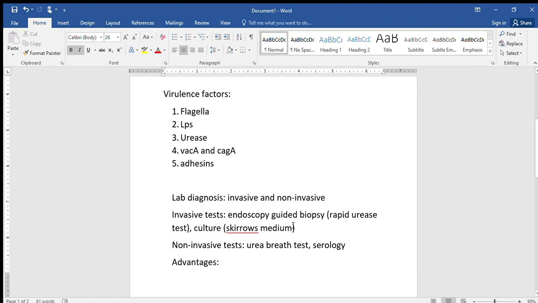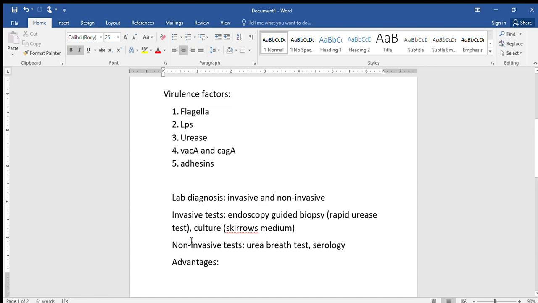Or we can also take a broth. Broth means it is a liquid media containing the urea and a pH indicator, and we add the biopsy tissue. If there is change in the color of the pH indicator, then it also helps in the diagnosis. So how is this color change happening? That is all done by the urease enzyme. Urease enzyme will convert the urea into ammonia, and this formed ammonia will change the color of the pH indicator. So that is called the rapid urease test.